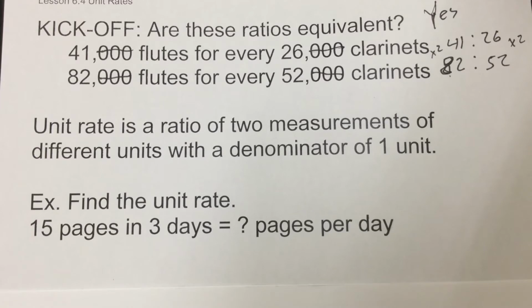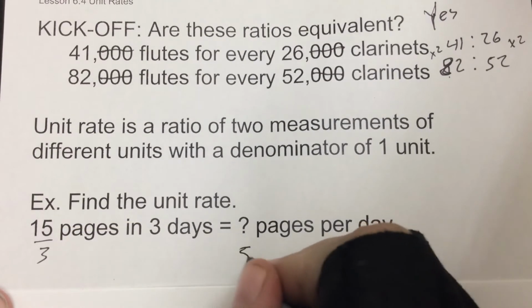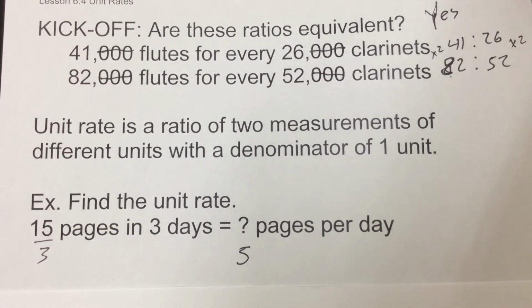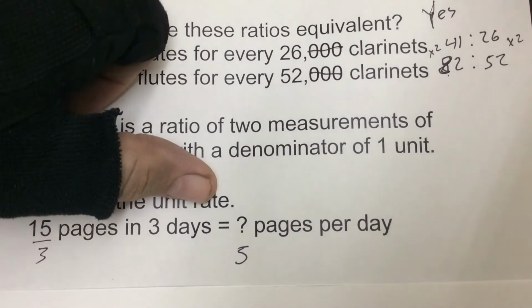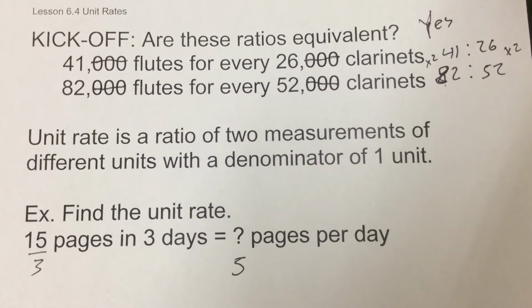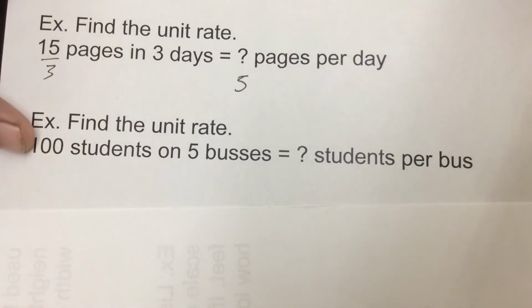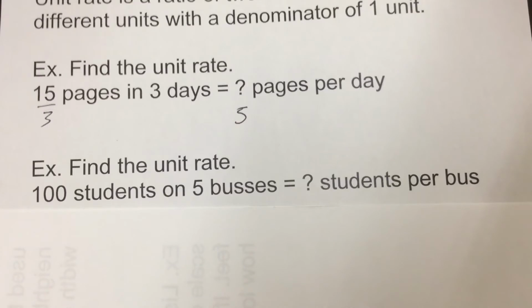So like here, we're going 15 pages in 3 days to know, well, how many pages is it per 1 day? So if we take 15 and divide it by 3, we're going to get 5. So 5 pages per day would be the unit rate. So even though they covered 15 pages over those 3 days, each day though they did 5. So that's what we're looking for with these unit rates. So really it's the first number divided by the second to find out how much per one thing it is.